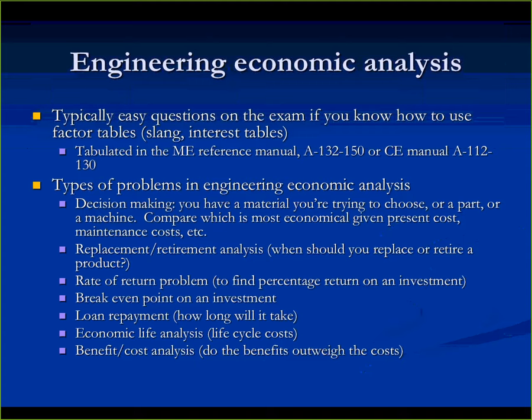So switching gears now into our third spot, engineering economic analysis. These really are pretty beginning questions if you know how to use the factor tables, also known as the interest tables. They are tabulated in those large PE reference manuals for mechanical and civil engineering. And you can use those to quickly do problems like decision making. You might be given 2 choices and you're trying to decide which one's most economical given things like present cost, future value, maintenance cost, etc.